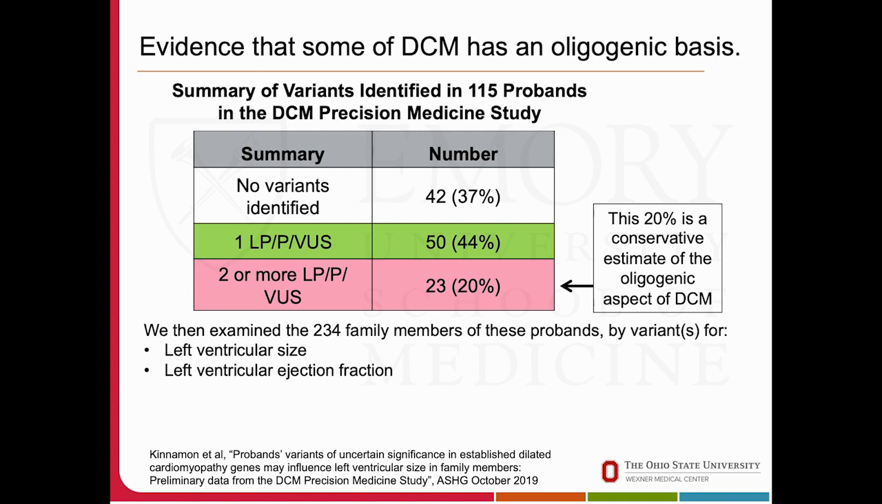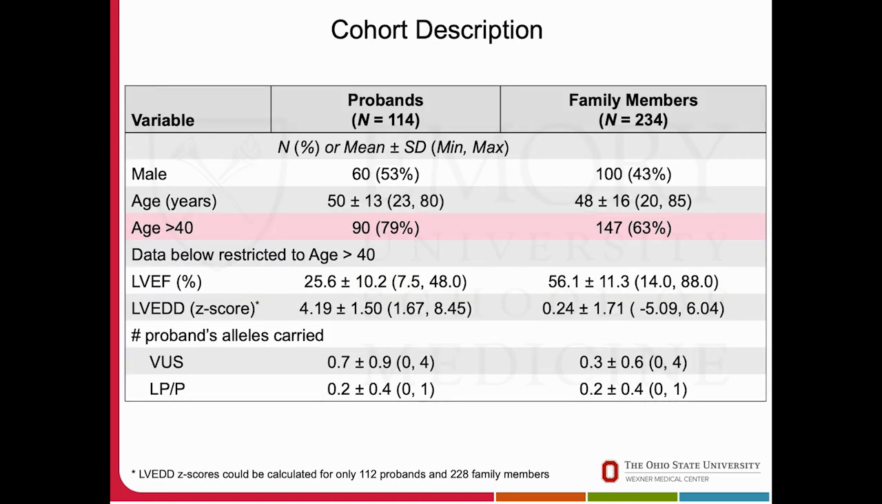Then we looked at the family members. So the real question is, what's happening in the family members? We restricted the cohort to age greater than 40 because almost all the patients were more than 40, and it was a very small data set. The LVEF in the probands was 25%, and the LV end-diastolic dimension Z-score, the standard deviation of how big the heart is, was over 4. The family members had an EF of 56% and a completely normal Z-score.